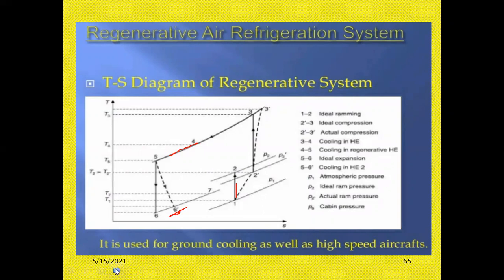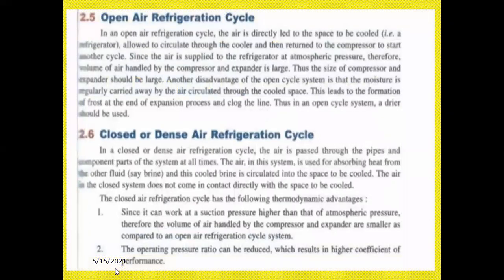Next, open air refrigeration system. In an open air refrigeration cycle, the air is directly led to the space to be cooled. In an open type, the air passes directly into the chamber and gets cooled, circulating through that cooler and then returning to the compressor to start the next cycle of cooling.